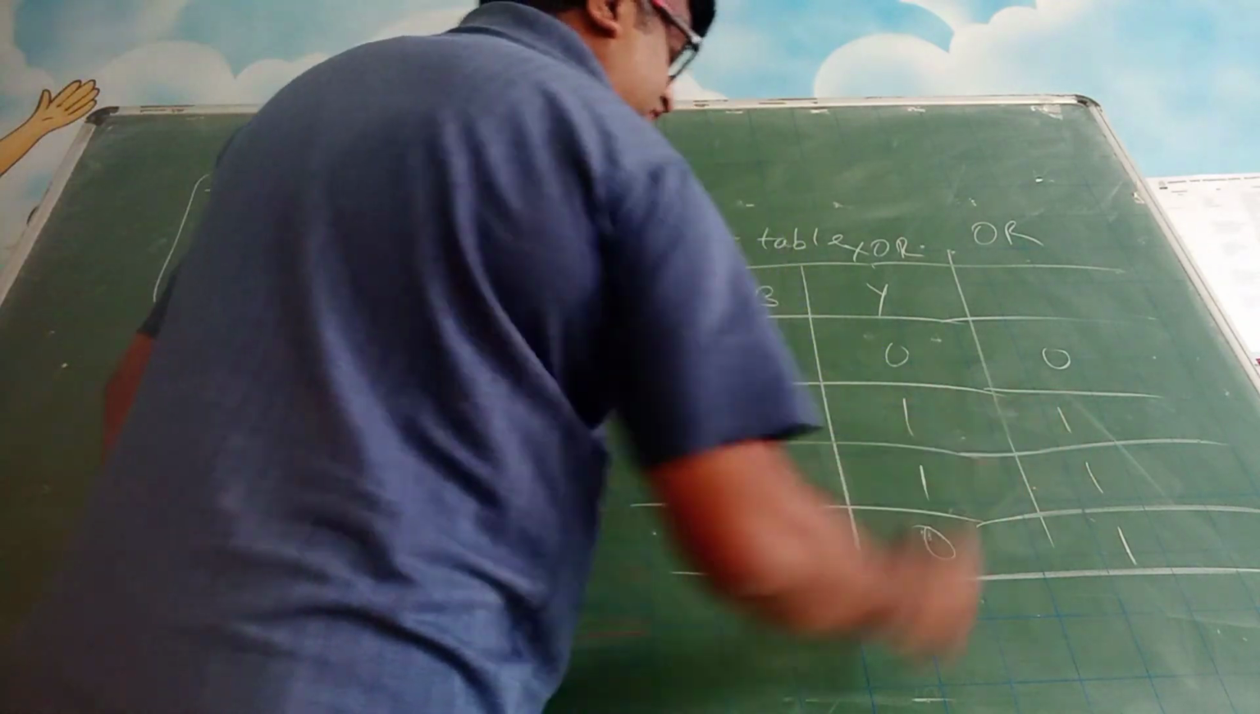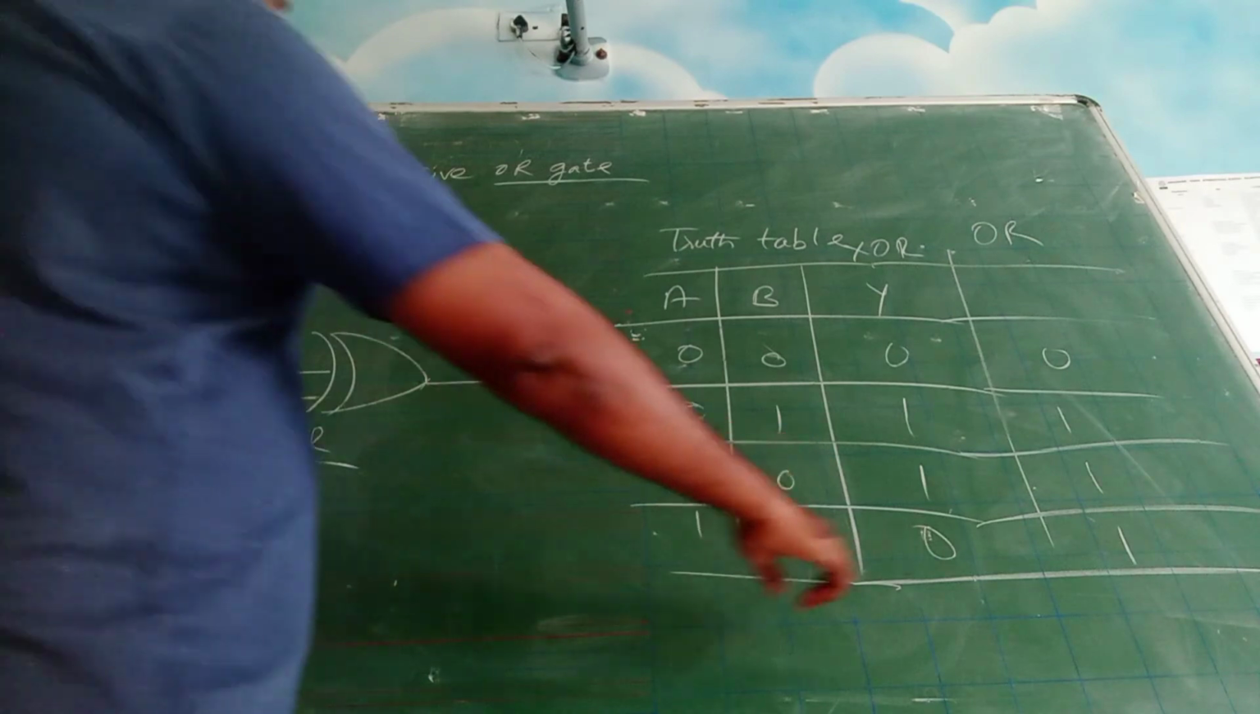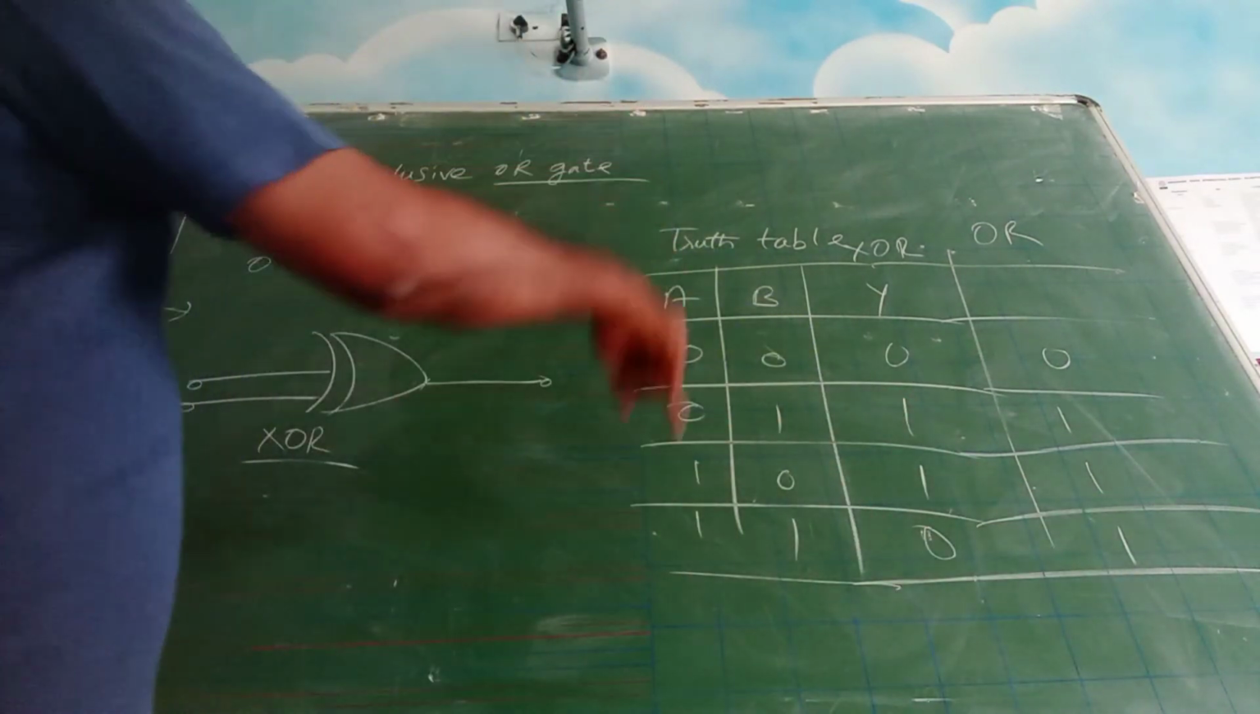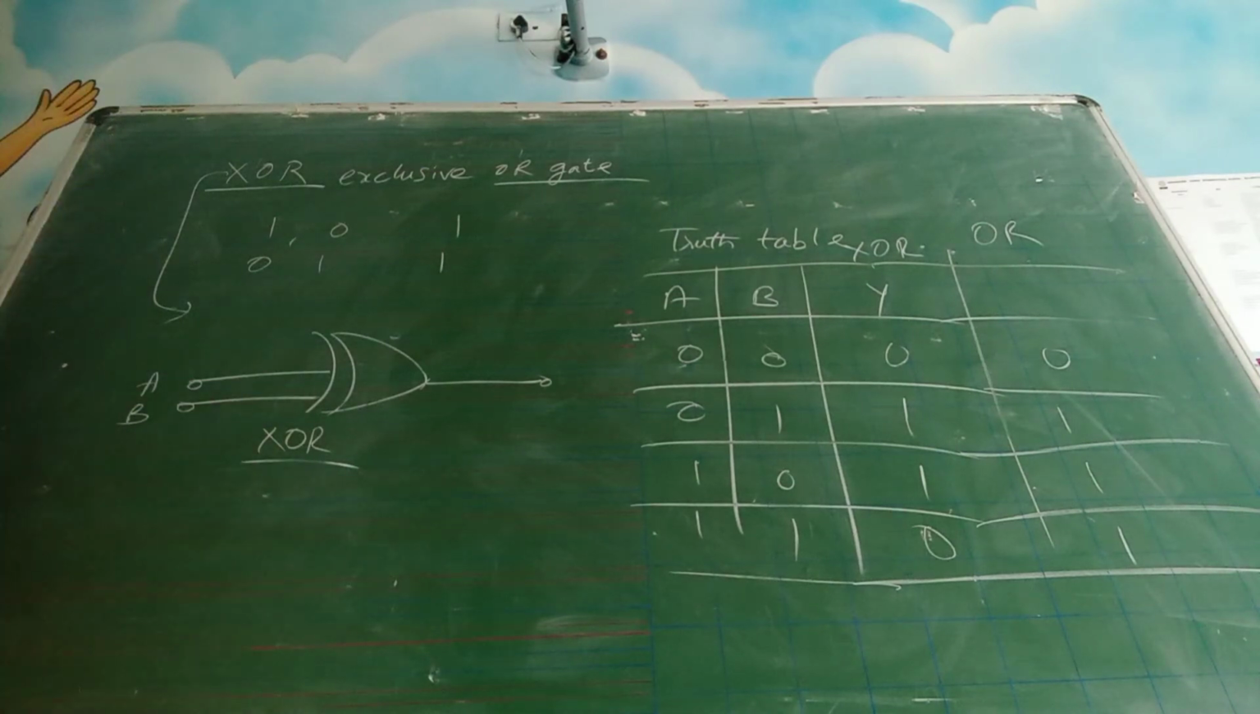When one input was 1 and the other 0, it gave 1 as the output. When both were high, at least one was high, so it gave 1 as the output. But in the case of the XOR gate, it will return 0. 0 means low output.